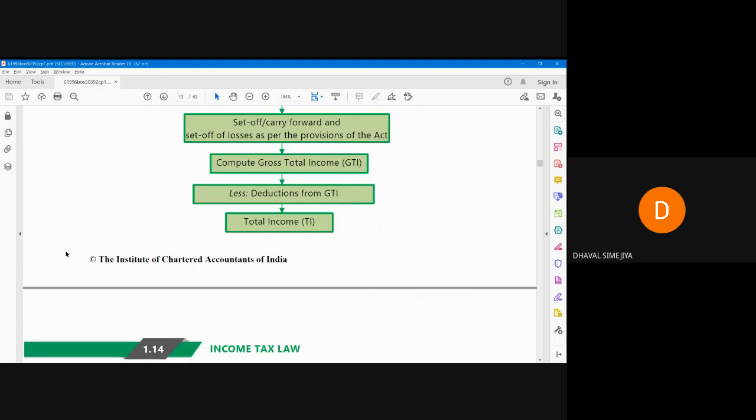So an MCQ can be asked: income tax will be calculated on dash. Option A, gross total income, option B, net total income, option C, total income, and option D, none of the above. What will be the correct answer? Total income. That is option C. So you have to remember this.